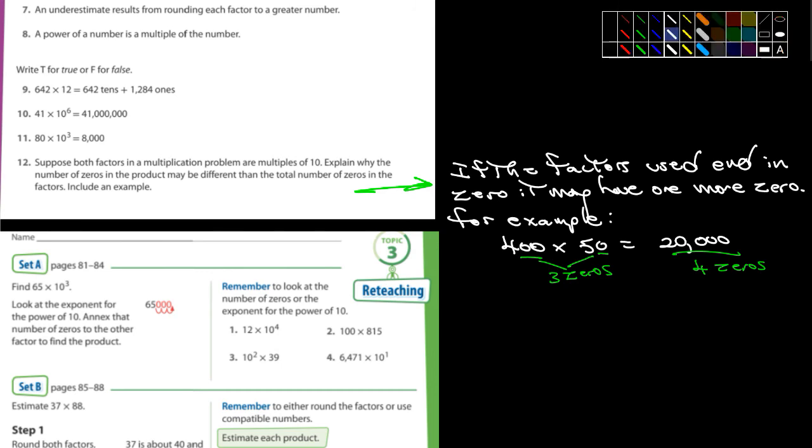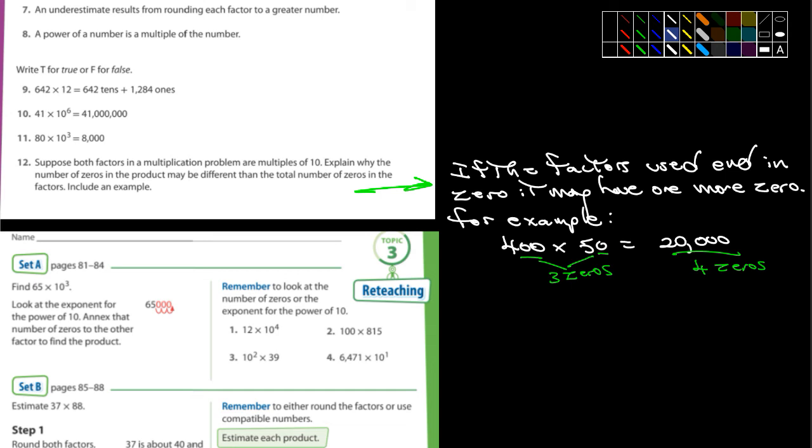All right. So those are factors. So it says, suppose both factors in a multiplication problem are multiples of 10. Explain why the number of zeros in the product may be different than the total number of zeros in the factors. It's a good question, but it was kind of wordy, maybe a little confusing. So I wrote down the answer for you, or one way you could phrase it, and I'll read it to you here. If the factors used end in 0, it may have one more 0.